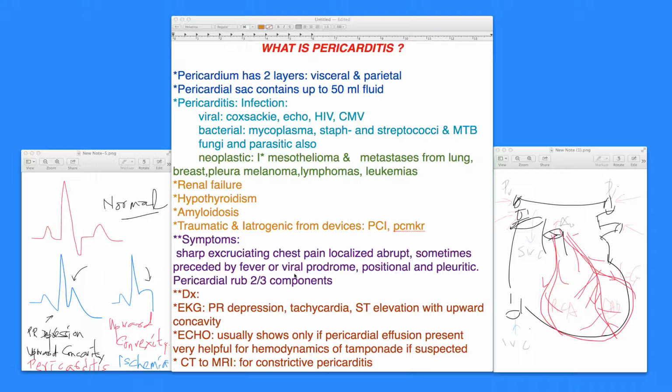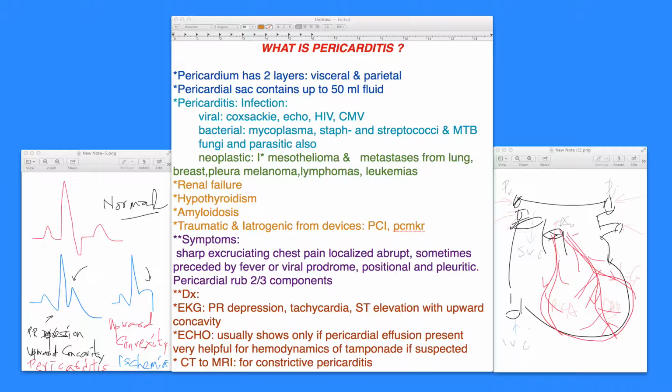And then if somebody auscultates with a stethoscope, you could hear 2 or 3 components of a pericardial rub, in addition to the heart sounds that one hears on the chest. Diagnosis is usually by an EKG or an echo, and a CT or MRI in very specific cases. An EKG will suggest a tachycardia, which is obviously present because of the above reasons. But PR depression, which I've shown here on the left side of the panel.